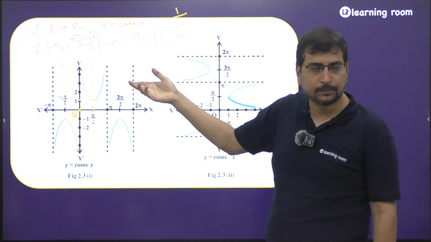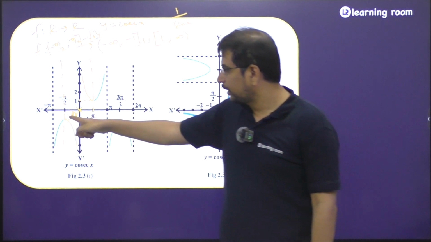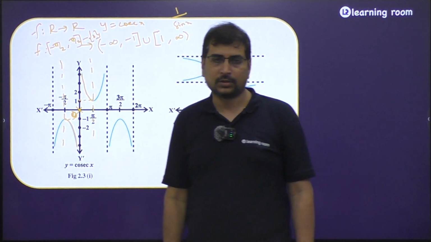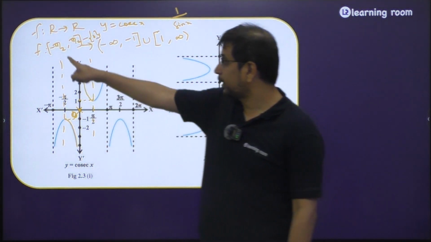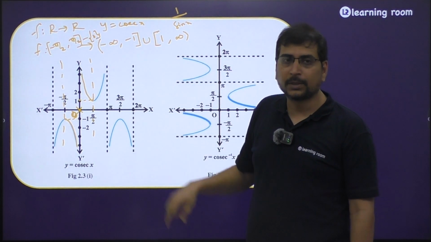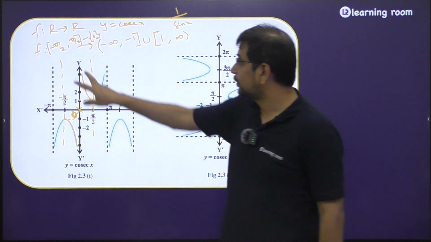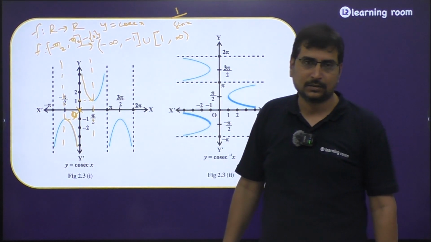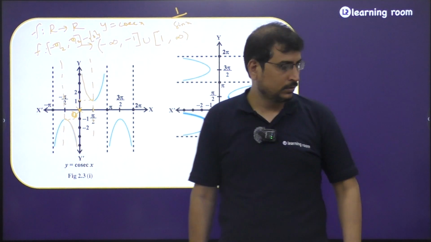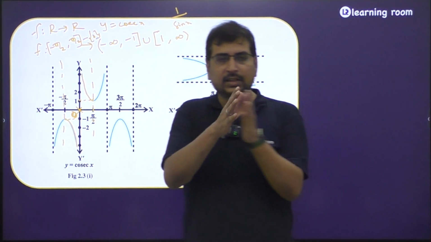Where will sine give you 0? At 0. So between minus pi by 2 to pi by 2, which value should I remove from the domain? That is why I removed it. But at minus pi by 2, what is cosecant of minus pi by 2? It's minus 1. What is cosecant of pi by 2? It is plus 1. Those are finite values. That is why I put them within the closed bracket. 0 is excluded.